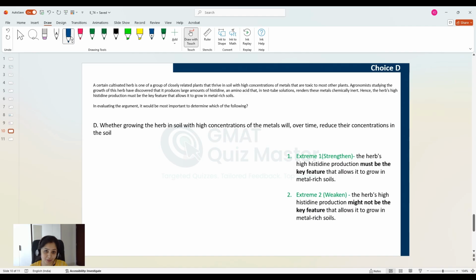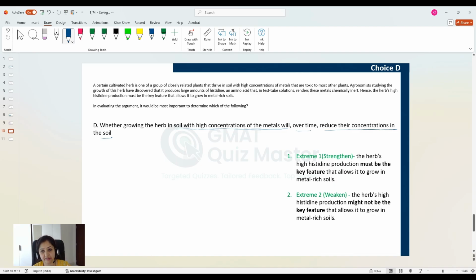Choice D, another popular answer choice. Whether growing the herb in soil with high concentrations of the metals will, over time, reduce their concentrations in the soil. So, this choice is saying that if we grow this herb in soil with high concentrations of metal, then with time, will the concentration of metal in the soil reduce?